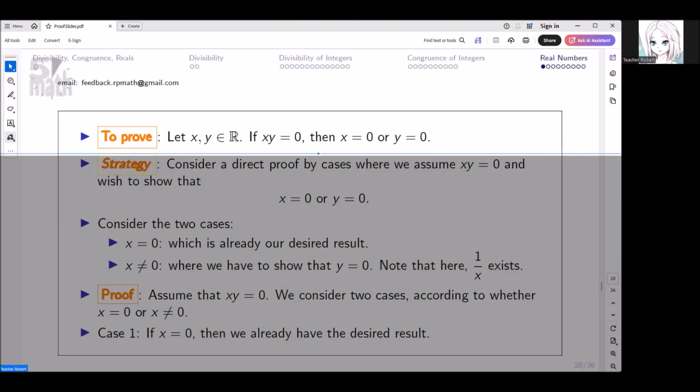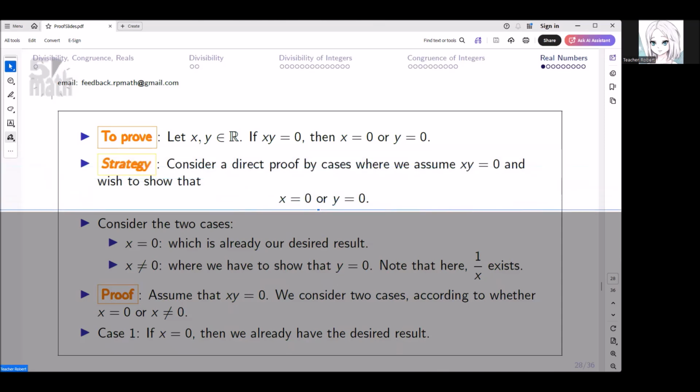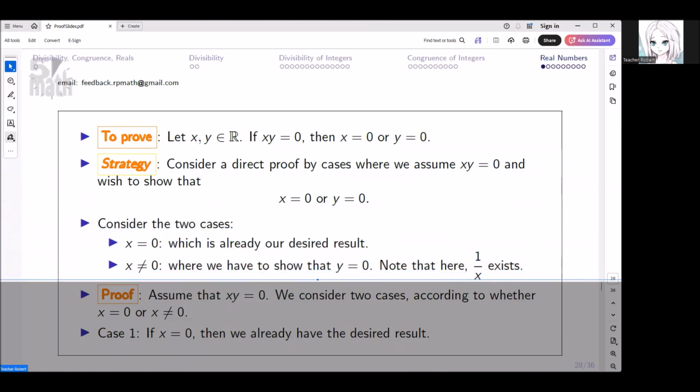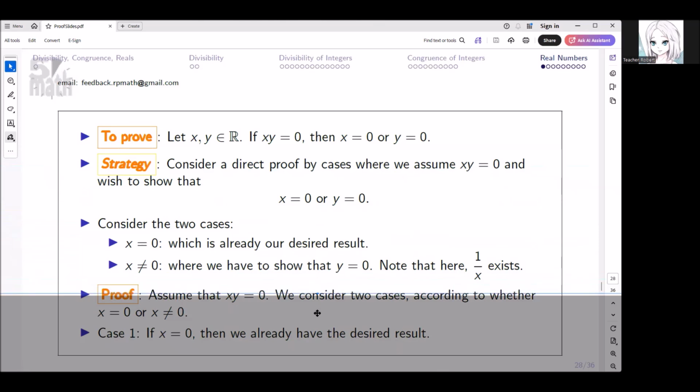To prove: let x, y be real numbers. If xy equals 0, then x equals 0 or y equals 0. Strategy. Consider a direct proof by cases where we assume xy equals 0 and wish to show that x equals 0 or y equals 0. Consider the two cases: x equals 0, which is already our desired result, and x does not equal 0, where we have to show that y equals 0. Note that here, 1 over x exists.